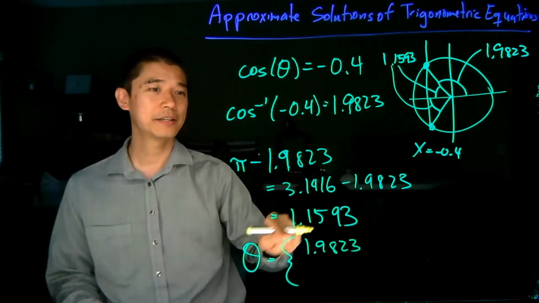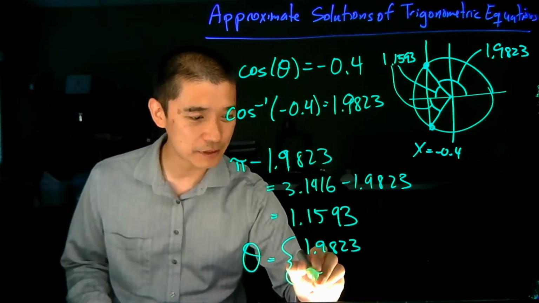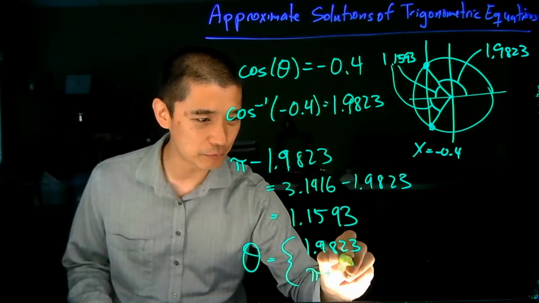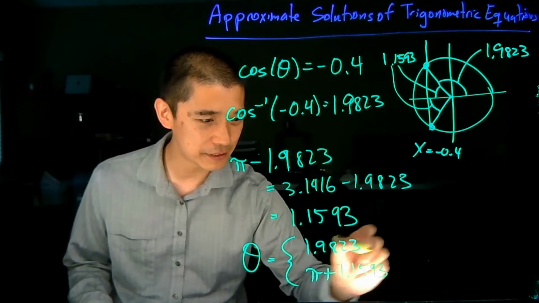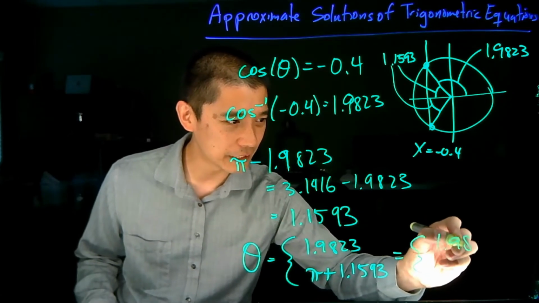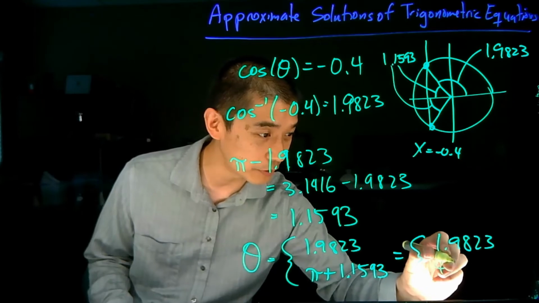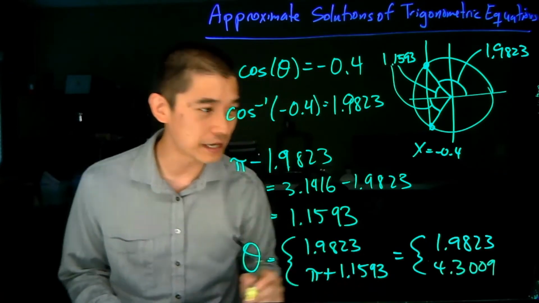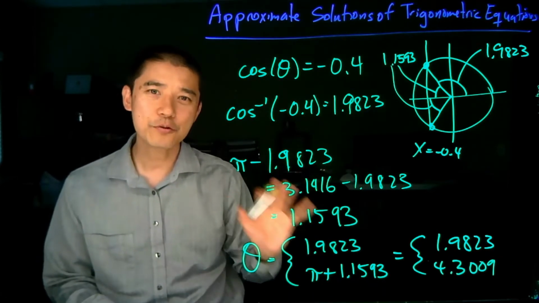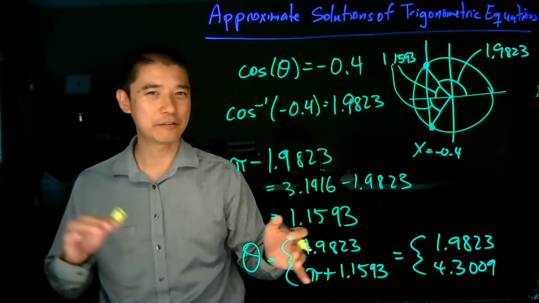And so the solutions that we get, when we get the value straight out of the calculator, 1.9823, the third quadrant angle is going to be pi plus the reference angle, pi plus 1.1593. If you plug that into a calculator, 1.9823, that one of course hasn't changed, and this one turns out to be 4.3009.